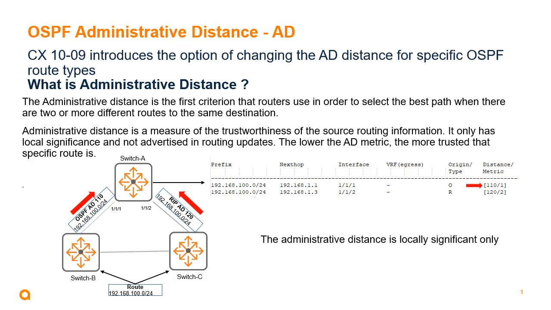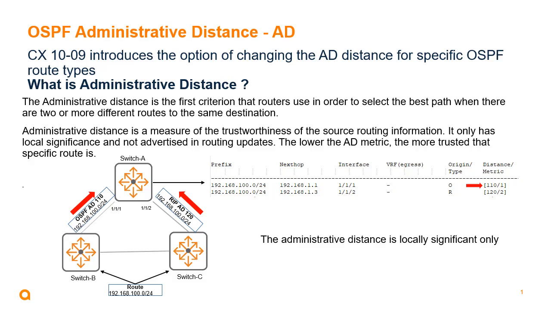So first of all, what is administrative distance? The administrative distance is the first criterion that routers use in order to select the best path when there are two or more different routes to the same destination. The lower the admin distance, the higher the preference, and it is only locally significant.